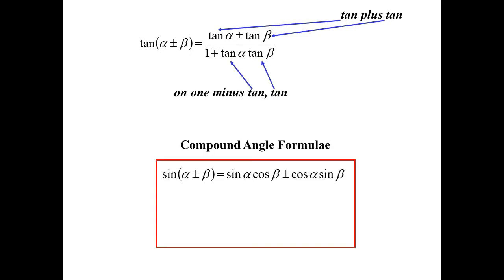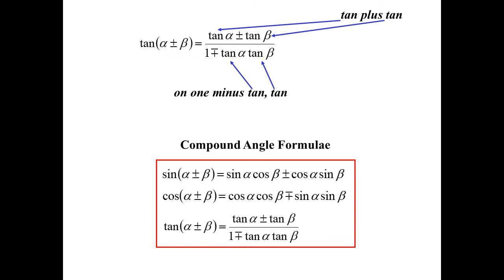Our suite of compound angle formulae: we have sine, cos, sine. If it's the sine, it's the sine. We have cos, sine. If it's not the sine, it's not the sine. And we have tan plus tan on 1 minus tan.